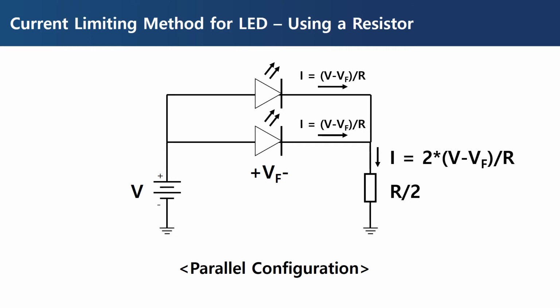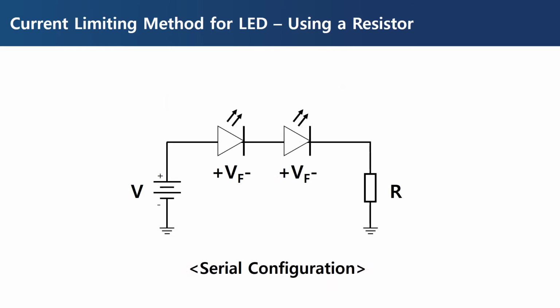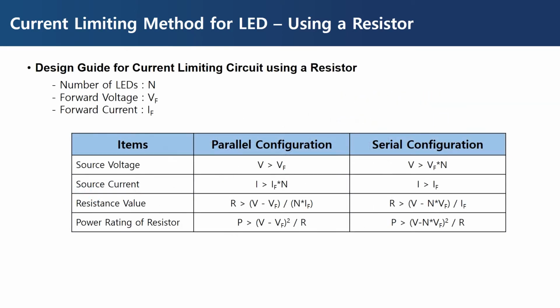You should also note that the power consumed on the resistor is doubled, which can be a limitation for using this configuration. If the LEDs are connected in series, the voltage of the power source must be higher than the sum of the forward voltage of each LED. That is, 2 times Vf for this configuration. The current is calculated similarly as before, subtracting the forward voltage of each LED from the voltage of the power source, divided by R. This is the design guide for using resistors to limit the current.